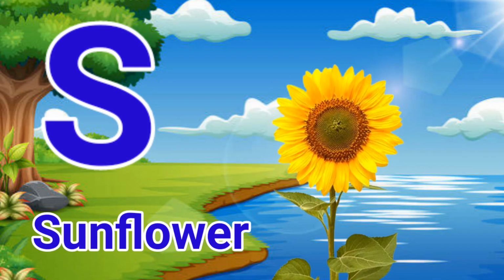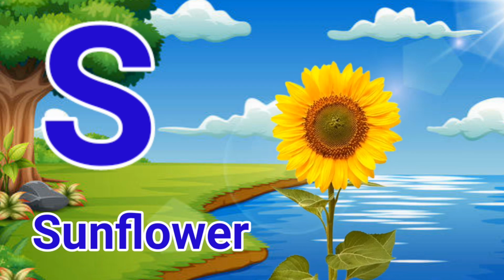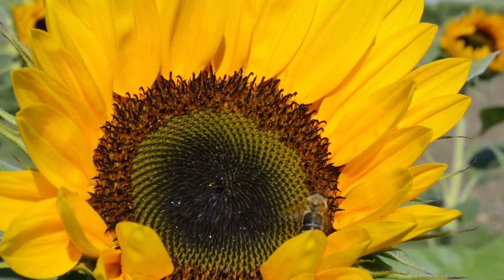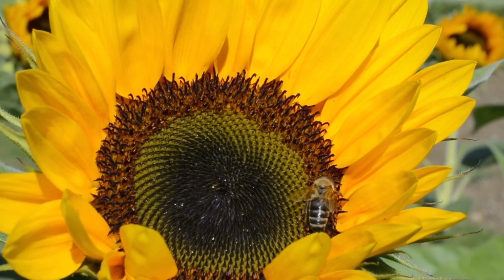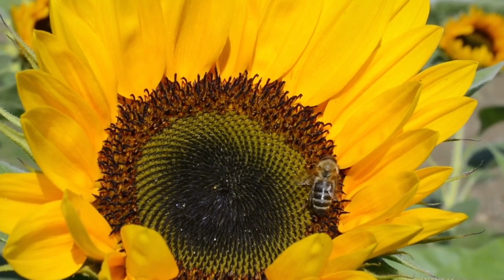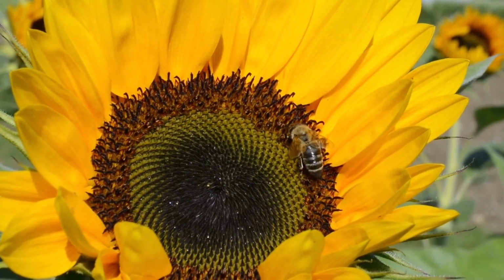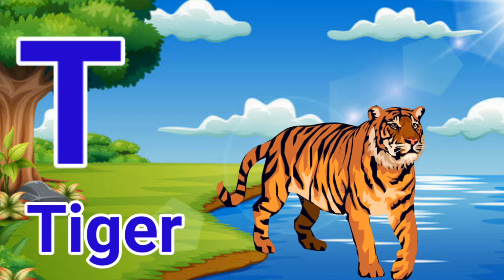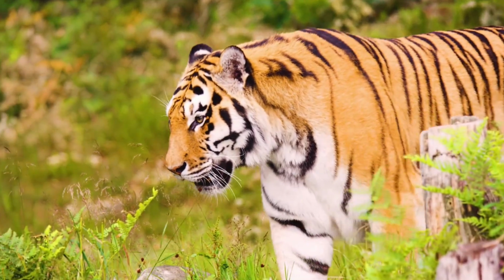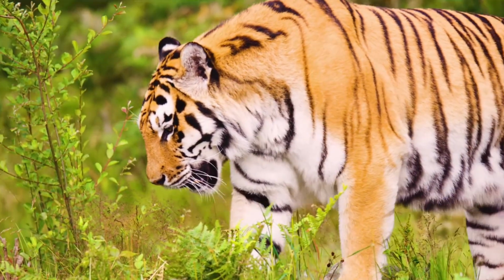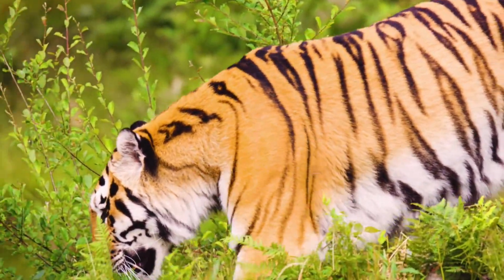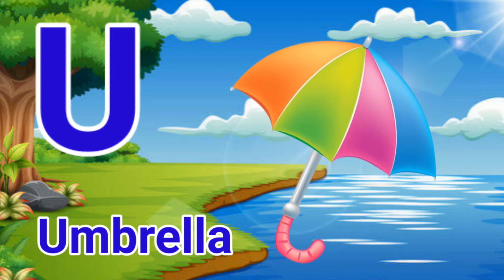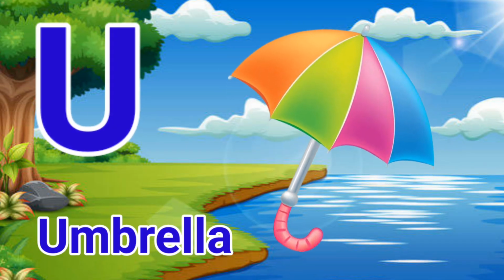S for sunflower. T for tiger. U for umbrella.